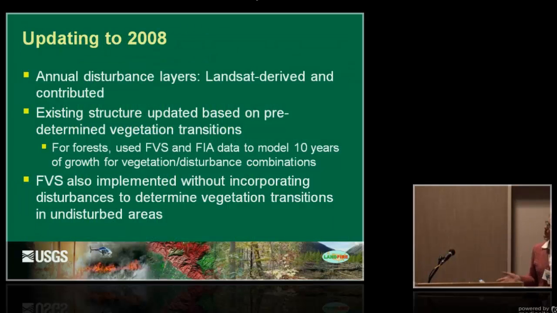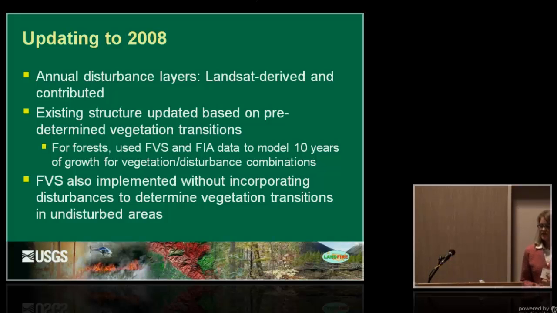So again, that's just focused on forests, and it just kind of focused on improving that 2001 era data. So now we're looking at updating to 2008. And there we incorporated annual disturbance layers, both Landsat derived from the time series stacks, and also contributed data from land managers' polygonal data. And this is Joel's topic later on in the afternoon, so I'm not going to say any more to that. But these data were used to define where we would want to make the updates or where you want to make the changes.